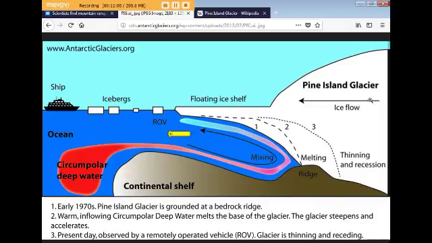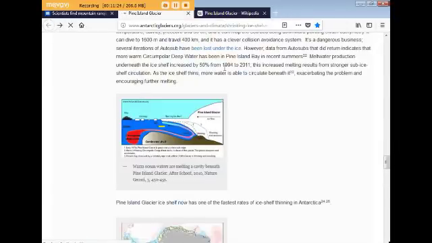And then there is this ice flow anyway from the glacier, and so what they're saying is if this ice shelf breaks off too much, it won't be holding that glacier and that flow back. So the glacier is thinning and receding. So I'll leave a link below to that.